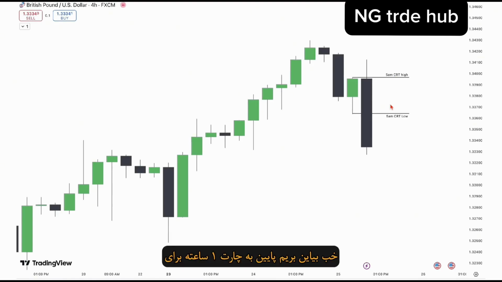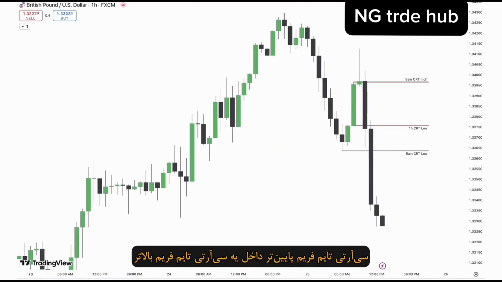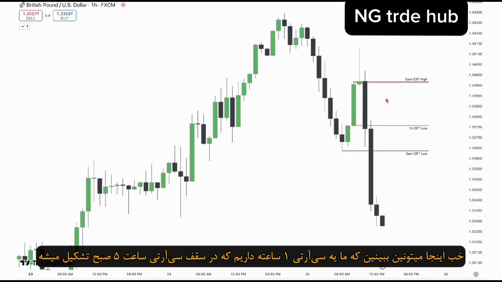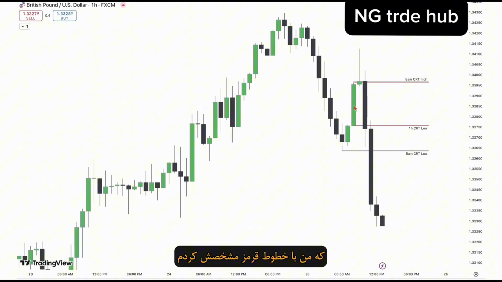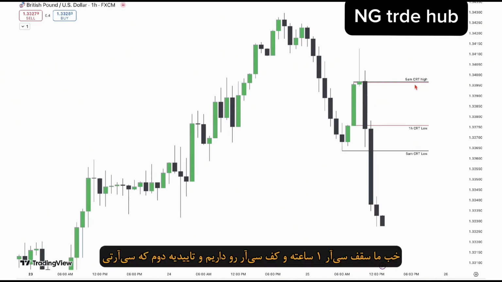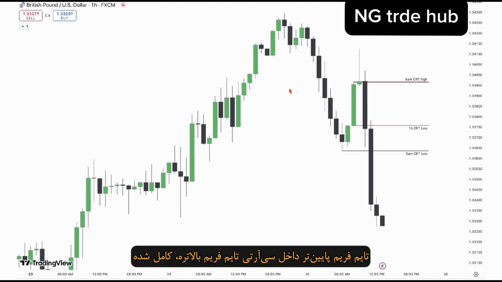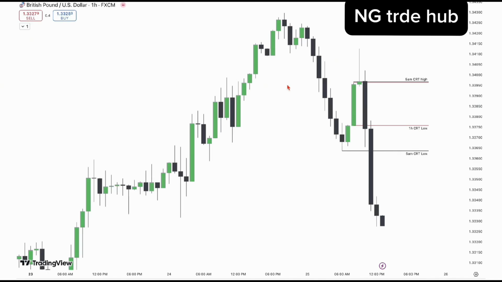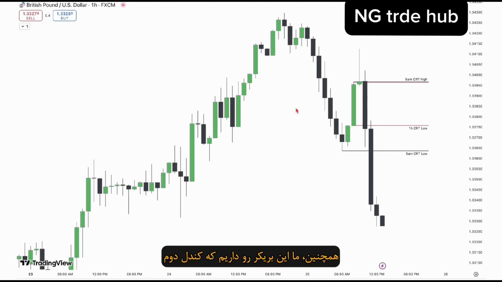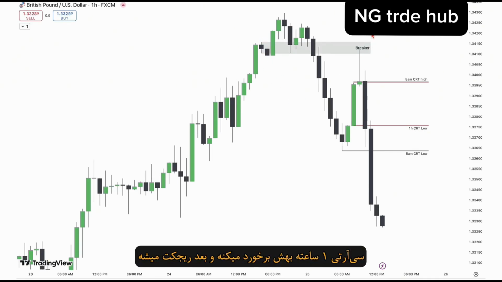So let's drop down to the 1-hour chart for the lower time frame CRT within the higher time frame CRT. Here you can see we have a 1-hour CRT forming at the high of the 5 a.m. CRT, which I have outlined with red lines. So we have the 1-hour CRT high and CRT low, and the second confirmation, which is a lower time frame CRT within a higher time frame CRT, is completed. Also, we have this breaker where the second candle of the 1-hour CRT tapped in and was then rejected.